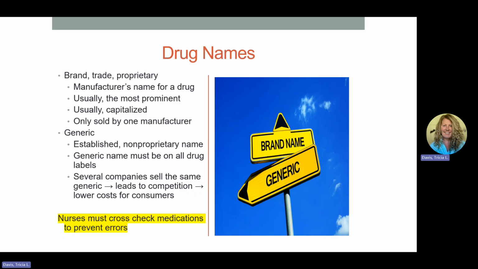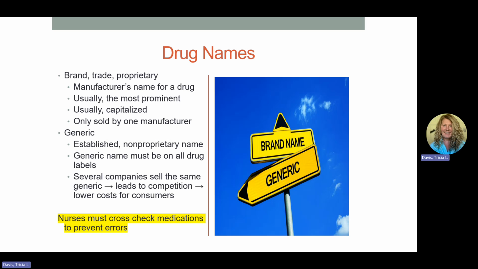So one of the things you're going to look at, obviously, is your drug name, okay? On your labels, you're going to find your brand name, which is your trade name or your proprietary name. This is going to be the manufacturer's name for the drug. It's usually going to be the most prominent name on the label, and it's usually capitalized, okay? The brand name is only sold by one manufacturer.